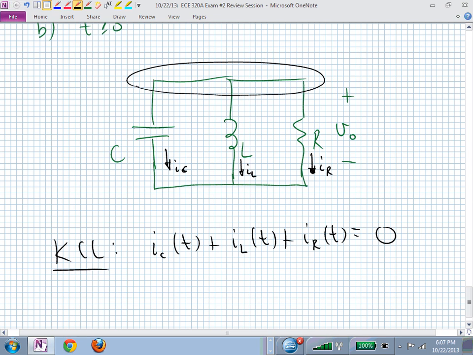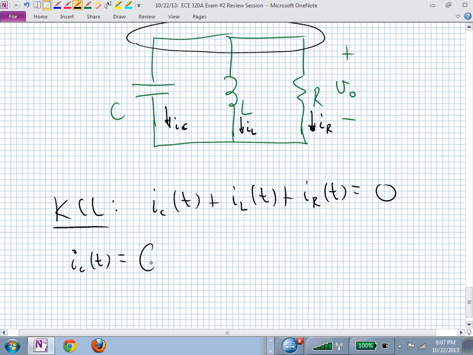Because you know that those govern the current-voltage relationships of an inductor and a capacitor. Meaning, what is I sub C of t? So that's C dV dt, where V is the capacitor voltage. In this case, that's V naught. That's our output voltage. That's the voltage across all three. The next one that's easiest is I sub R. And that's Ohm's law. That's V naught of t over R.